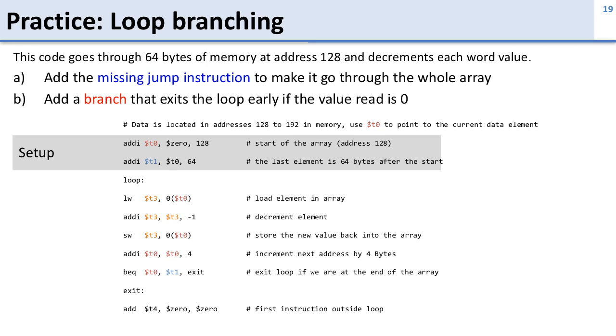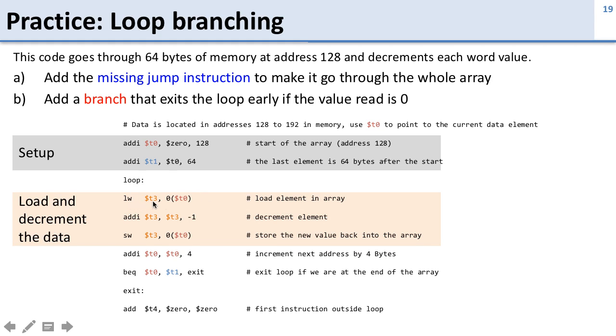All right, to understand what's going on here, let's take a look at the code. So the code starts out by doing some setup. Puts into T0 the start of the array at address 128, and then it puts the last address of the array into T1. So it's going to add 64 to T0. Now we go through the loop. In the loop, we're going to load the value at T0 into T3 as a temporary. We're going to decrement it, and then we're going to store it back.